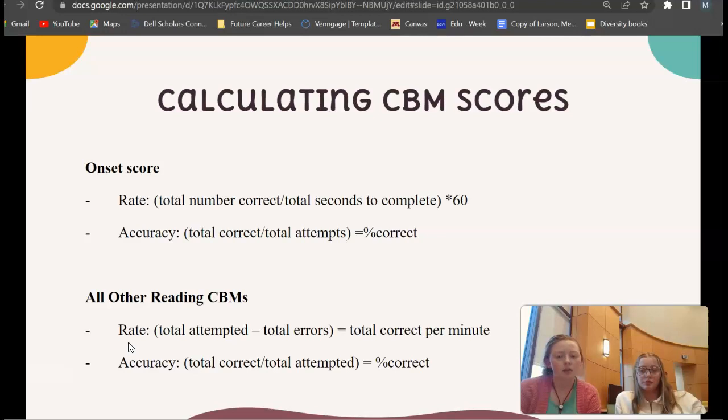All other reading CBMs talked about in this video will use the bottom formula, which is total attempted minus the total number of errors. This will give you the total correct per minute, or the rate score. The accuracy score will be calculated by dividing the total number correct by the total attempted, which will equal the percent correct.